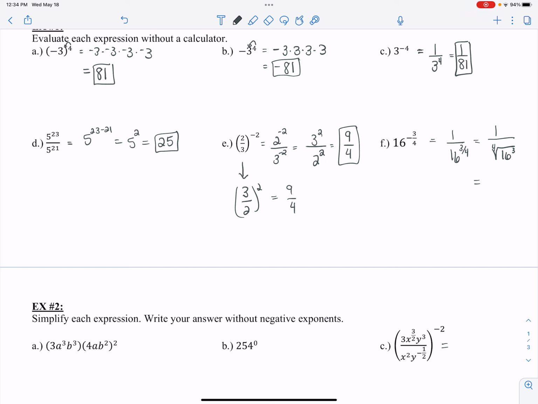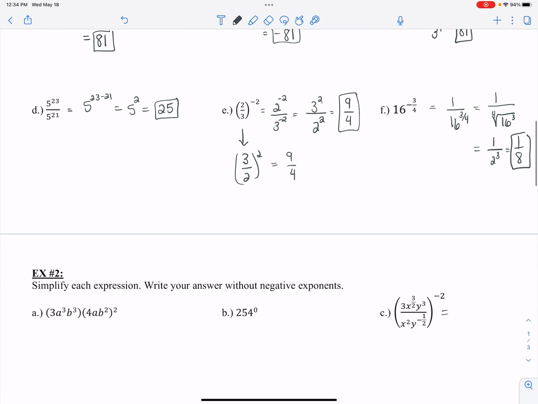I find it easier to take the root first. It makes my numbers smaller. The fourth root of 16 is 2, and 2 cubed is 8. I have no idea what 16 cubed is, so it would have been harder for me to do that in my head. But my final answer is 1/8.